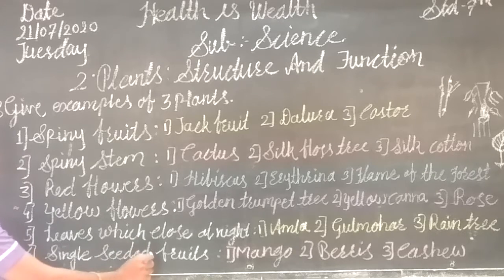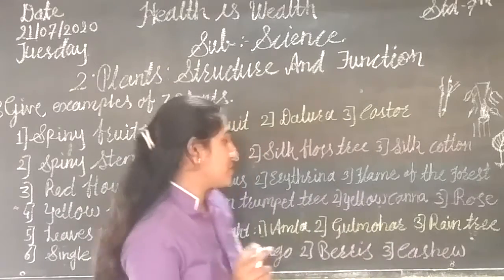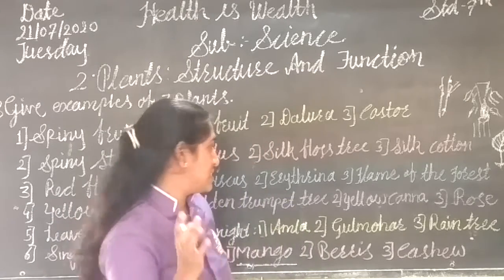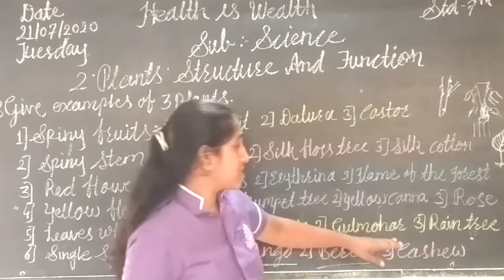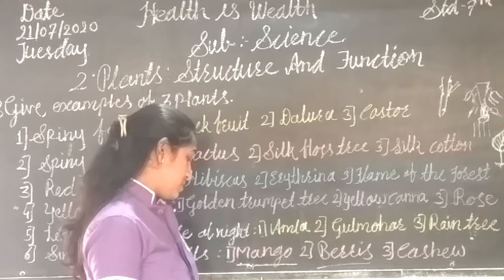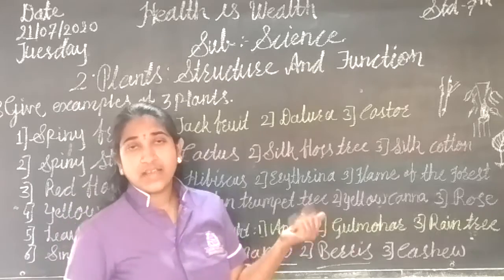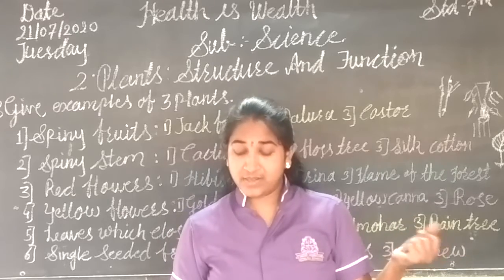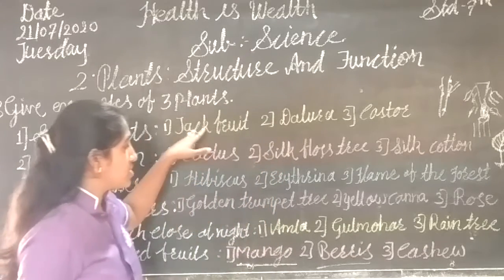Then single seeded fruit. Which are single seeded? First one, which is always in our mind, is the mango. Right? Because we experience mango many times. It has only one seed. Then next is the barrel and the cashew. Cashew has a single seed but it is outside the fruit. Then next is many seeded fruits. There are also many, like chiku, custard apple, and watermelon, which have many seeds. Okay, this is question number 3.